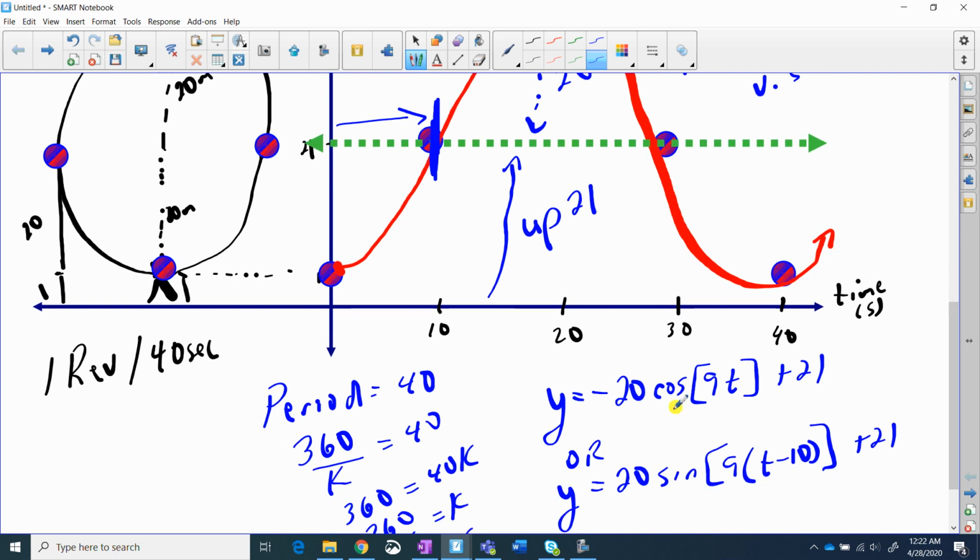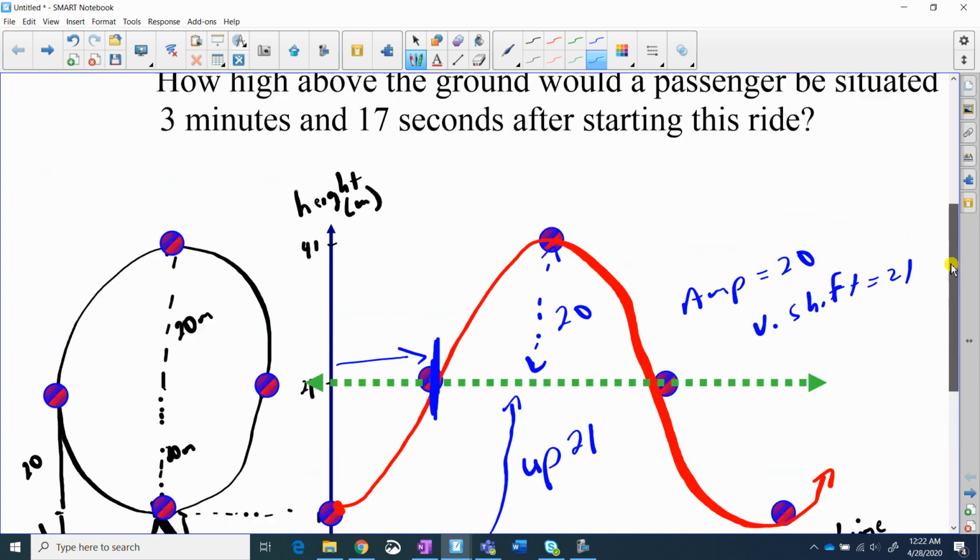Develop a graph, build a function, any function you want, then typically they'll ask you some question that you're going to now use that function to give an exact answer for. So what they want to know is, where's the person going to be situated on their trip around the Ferris wheel 3 minutes and 17 seconds after the ride starts?